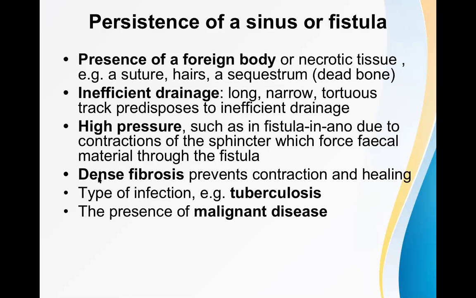Another cause of persistence of sinus or fistula would be dense fibrosis, which prevents contraction and healing. This dense fibrosis can occur in chronic sinus or fistula. Some specific types of infection like tuberculosis result in sinus formation. A very common cause for sinus is tuberculosis. Now, TB will cause cold abscess formation, and that cold abscess can rupture and lead to sinus. The presence of malignancy is another common cause of sinus or fistula and persistence of it as well.